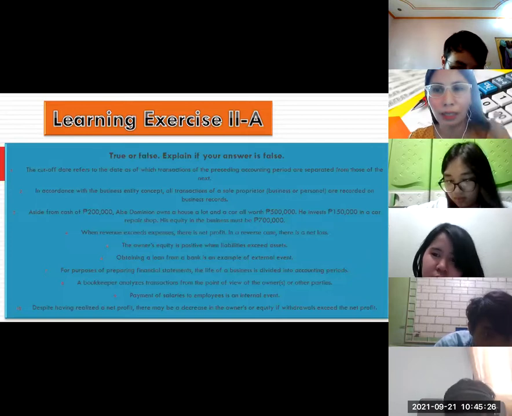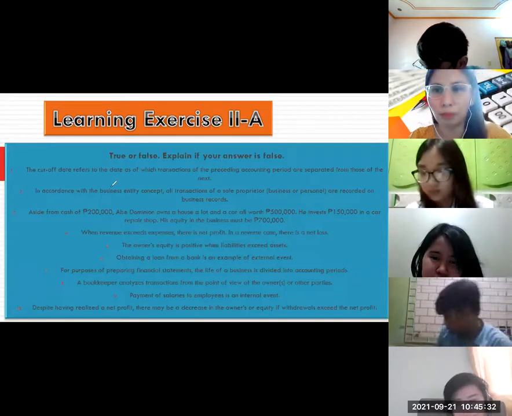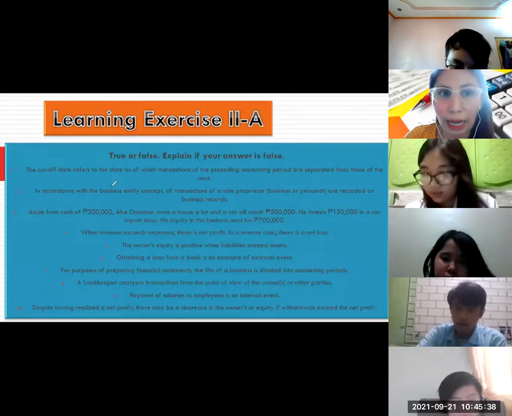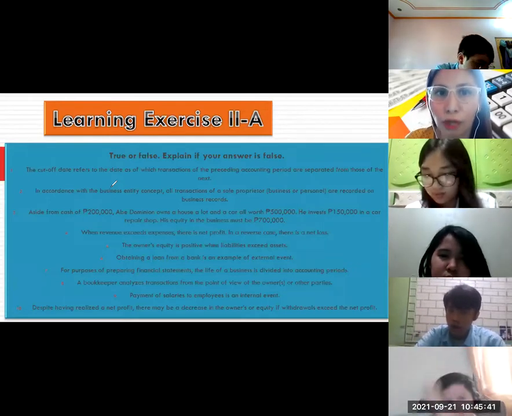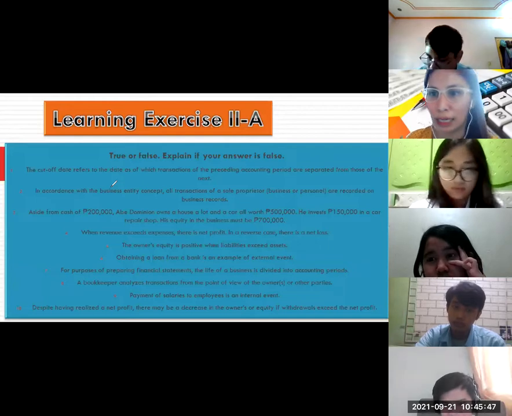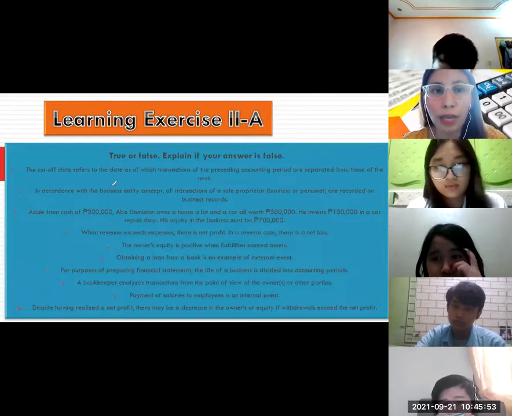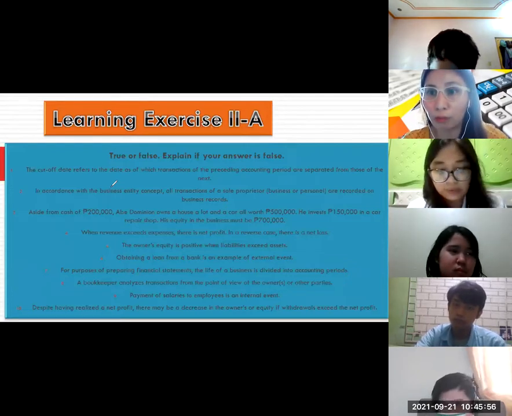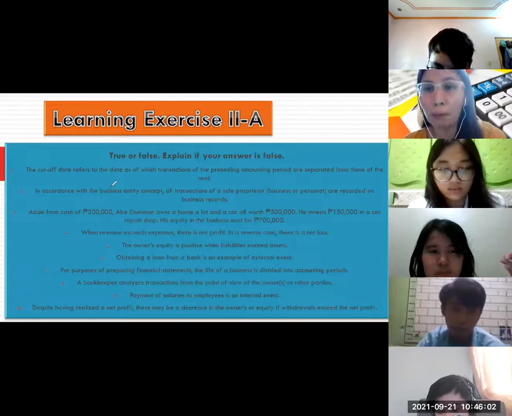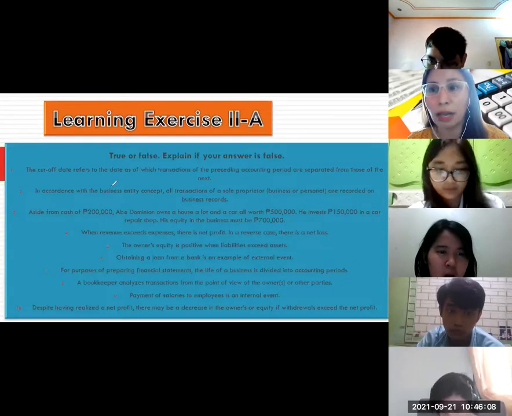Okay, let's try checking. For number one, the cutoff date refers to the date as of which transactions of the preceding accounting period are separated from those of the next. So basically, that's the purpose of having an accounting period, meaning you're going to cut the ending amount in preparation for the coming accounting period.